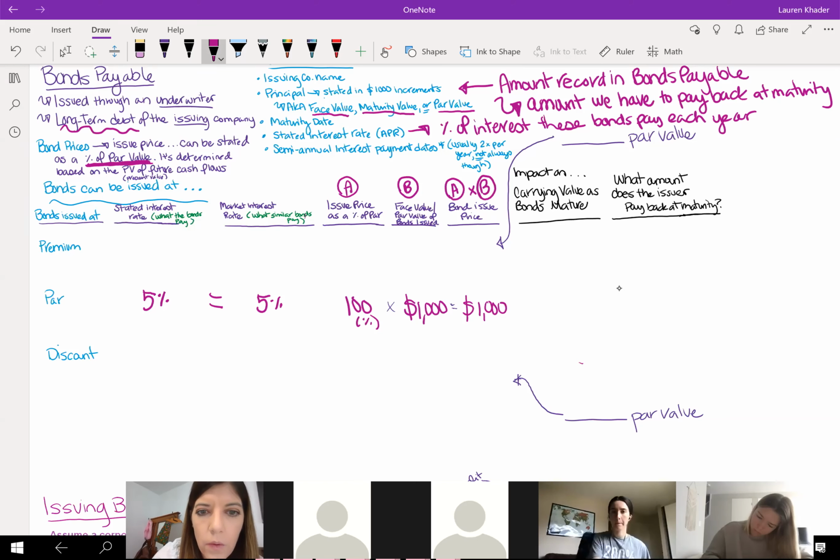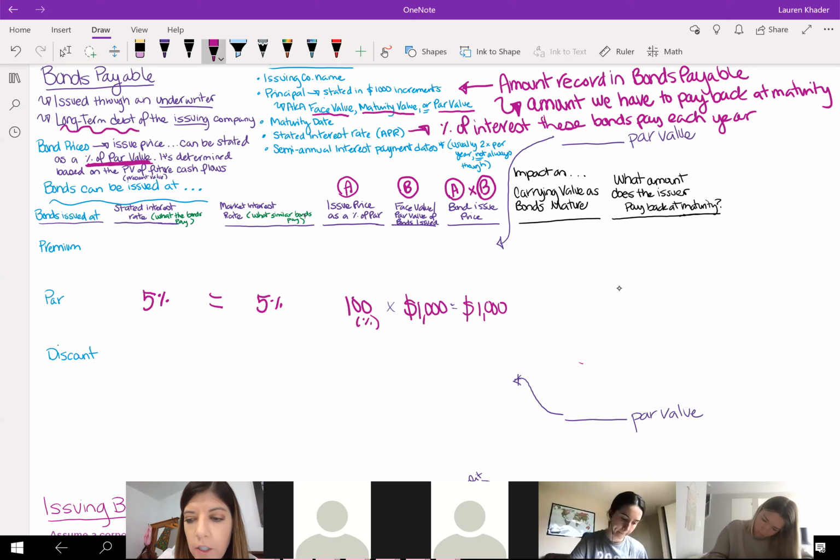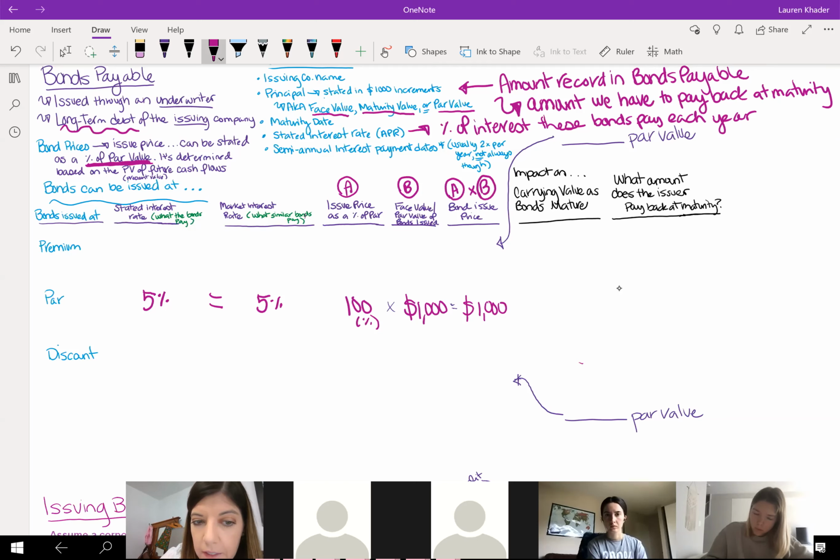So to calculate the bond issue price, when you're given the percentage of par value, you're going to take the issue price as a percentage of par times the face value or par value to back into your bond issue price. We're offering exactly the same interest as similar bonds are offering. So there's not going to be any effect to our issue price. We're going to issue these bonds at face value and receive cash for exactly what we have to pay back in the future.